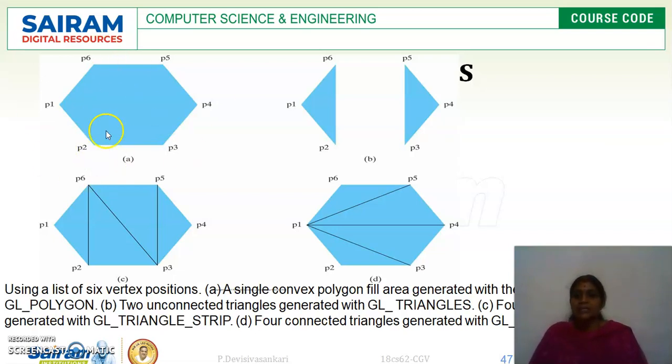So very firstly, this is called a hexagon, right? Because 6 different points, vertex points, are there. And the next diagram, here we are having two different triangles. The very first triangle is P1, P2 and P6, and the second triangle consists of P3, P5 and P4. And the third one is called the four connected triangles generated with GL triangle strip. So this is triangle strip.